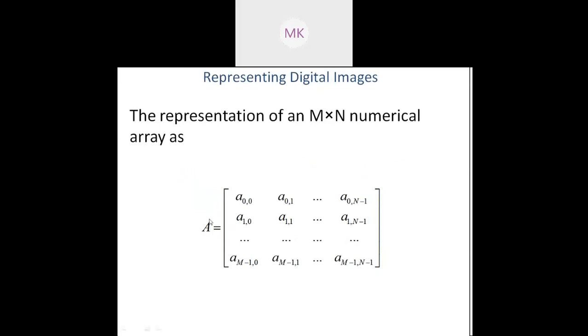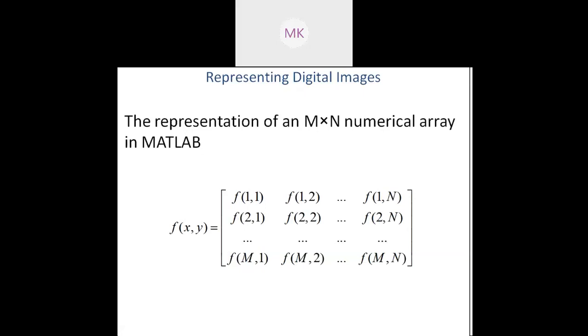So the array representation is assigned to a of 0 comma 0, and the m into n array elements can be represented in this way. f of x comma y is the function used to represent the image, which can be in matrix form or in array form. The same can be represented in MATLAB using f of x comma y as the intensity function, from f of 1 comma 1 up to f of m comma n, where m is the number of rows and n is the number of columns.